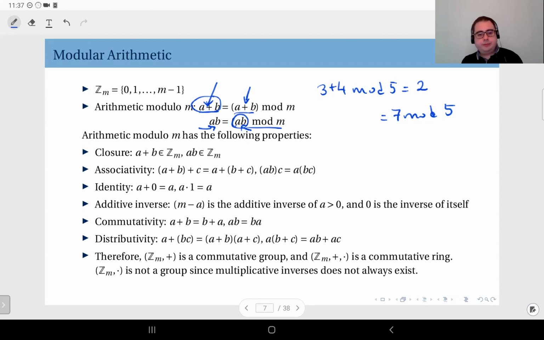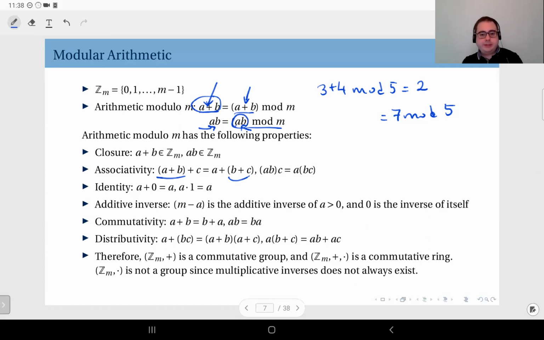Okay, now here are the properties. And these properties we have seen earlier in the context of group theory, if you remember. So let's remember what properties modular arithmetic satisfies. First of all, we have closure. Both operations, addition and multiplication, are closed in this set Z sub m, the integers from 0 up to m minus 1. And we also have associativity, again for both operations: a plus b plus c equals a plus b plus c. Same with multiplication. We have identities for both operations. The identity for addition is 0, and the identity for multiplication is 1.